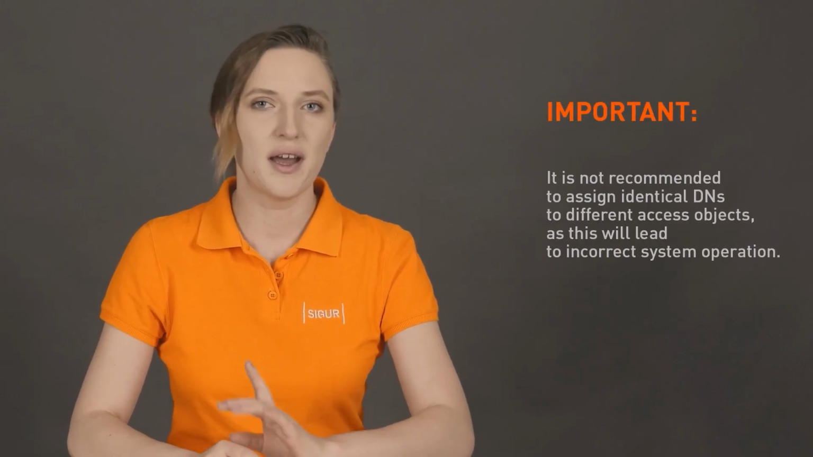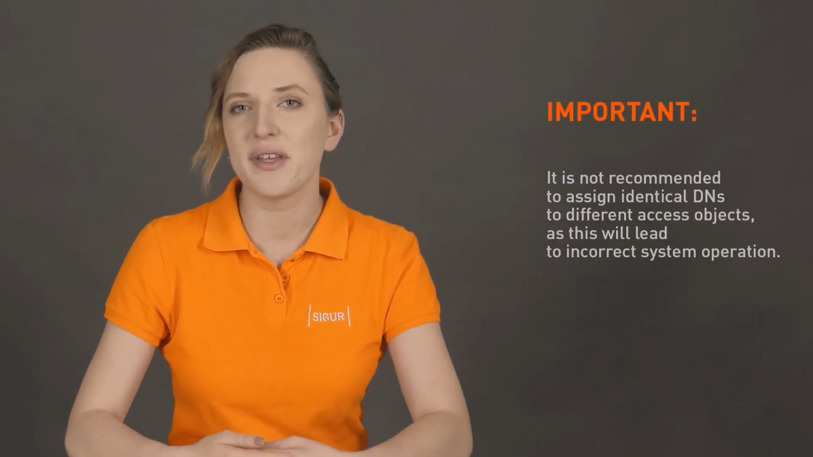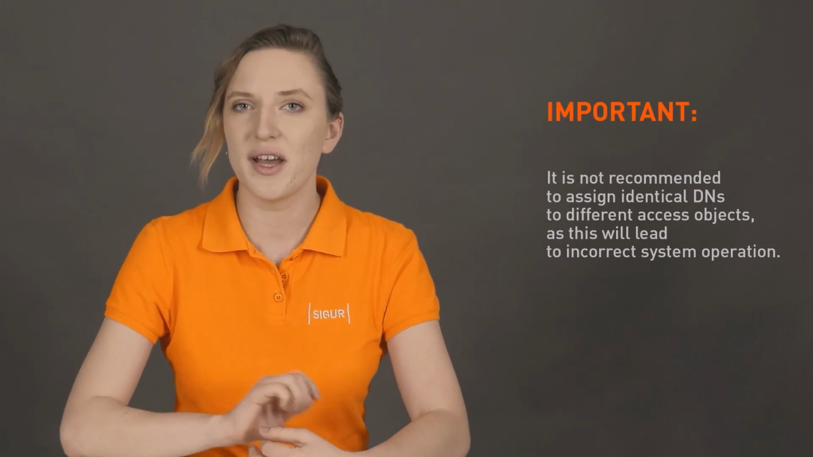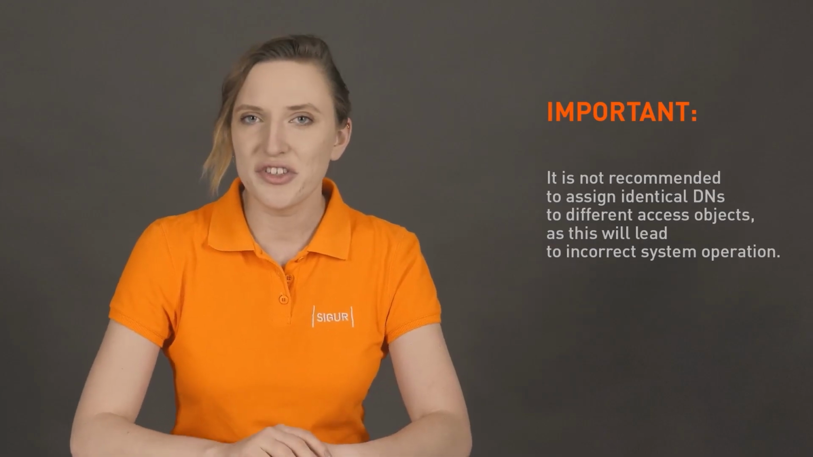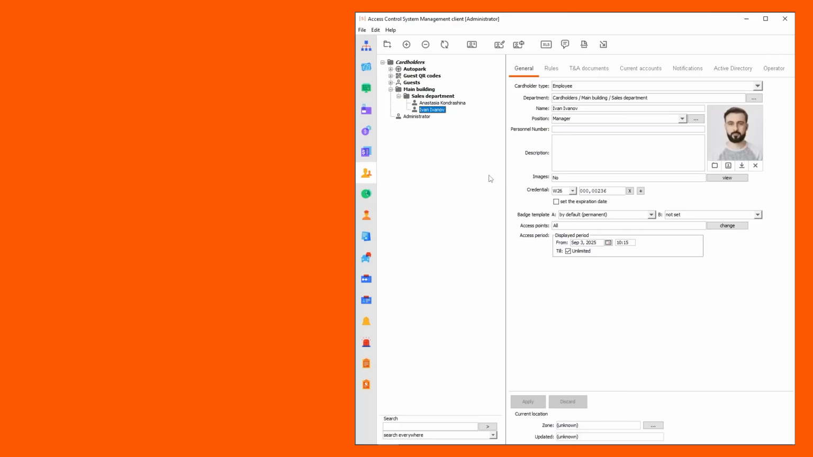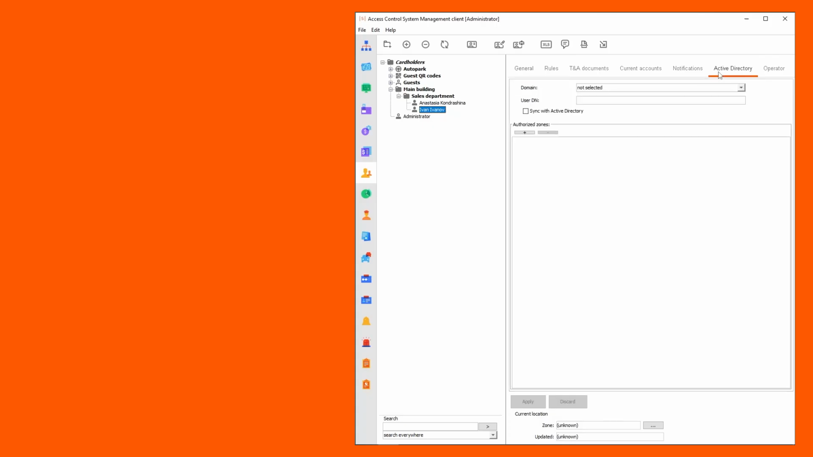It is also not recommended to assign the same DN to different access objects, as this may cause the system to function incorrectly. Next, on the Cardholders tab, you can assign a domain where the access object's account is stored, specify its identifier in Active Directory, and also create a list of allowed zones. Let's select the domain we created earlier. Specify the DN for the employee's account without including domain information.